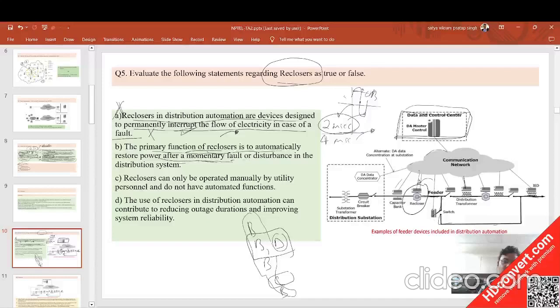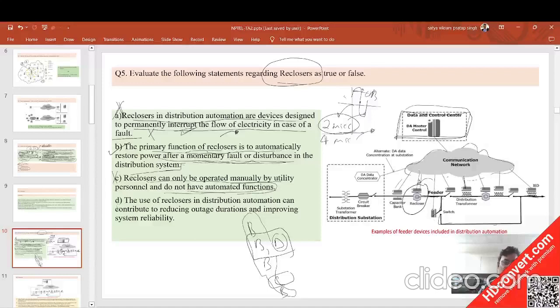Coming to the B part, the primary function of the recloser is to automatically restore power after a momentary fault or disturbance in the distribution system. That is actually correct, because it will try to restore power after a momentary fault or disturbance if it senses one. Coming to the C part, the recloser can only be operated manually by utility personnel and does not have automated function. That is actually false. It has this automated function. If you see the right side figure, it is connected to this communication network itself.